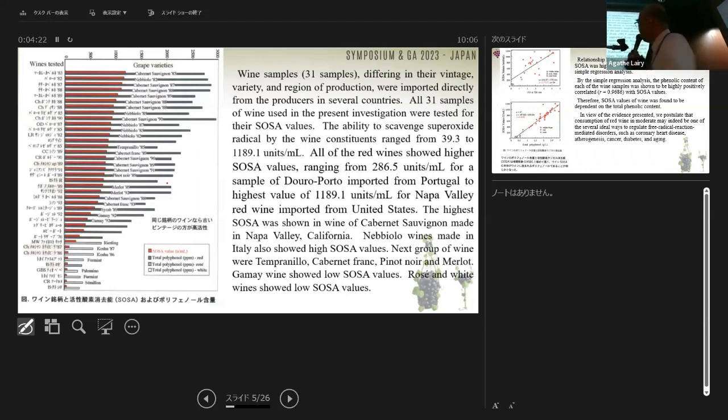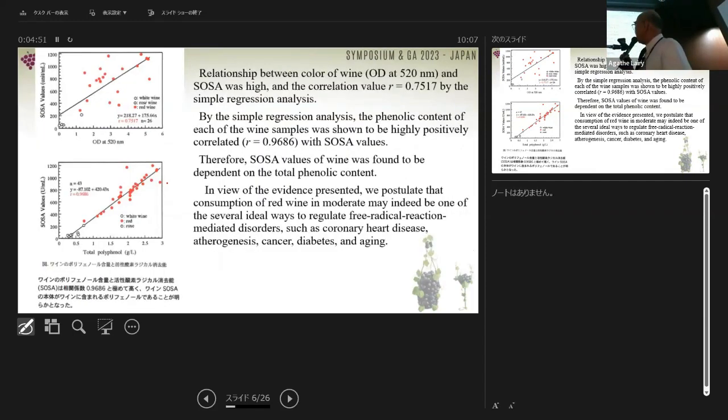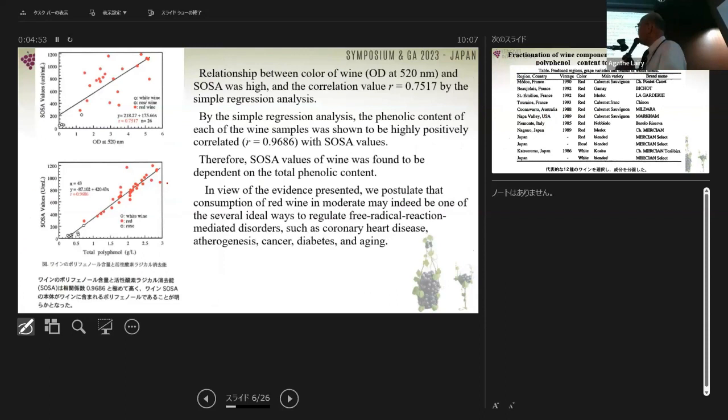The result of SOSA: the red bar is SOSA, and the other bar shows the total polyphenol. So Cabernet Sauvignon and Nebbiolo have very high activity and also high polyphenols. White wine and rosé wine are not so high. So what is important? The color, maybe.